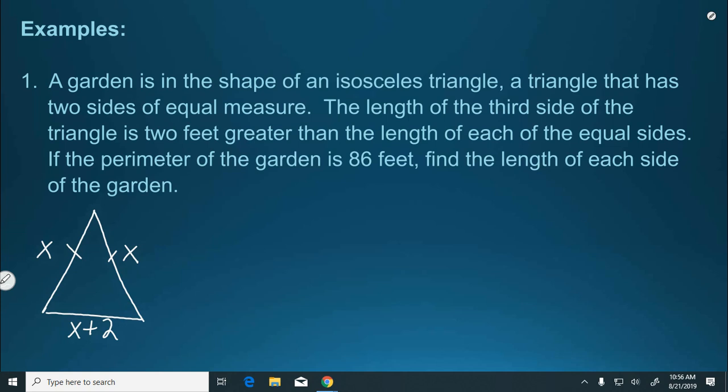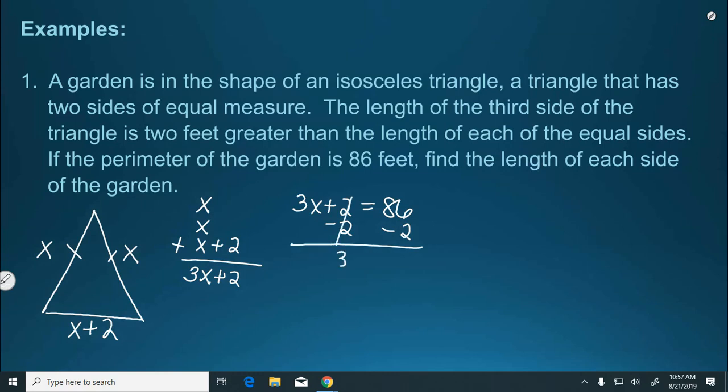The whole perimeter is 86. So now, again, perimeter is adding all those sides. So we're going to do x, x, and x plus 2 added together. That gives me 3x plus 2. So 3x plus 2 equals 86. And well, we can just solve for x. We subtract 2 from both sides. So 3x equals 84. Then divide by 3.